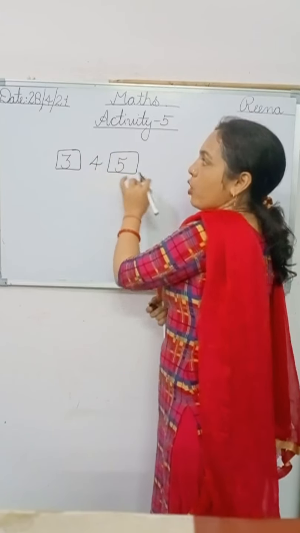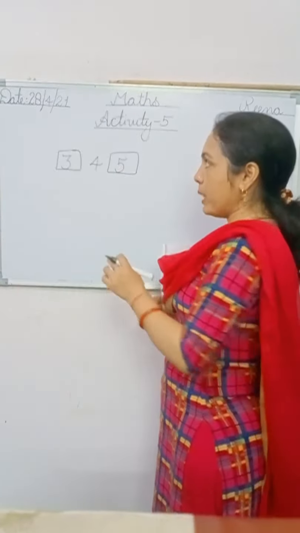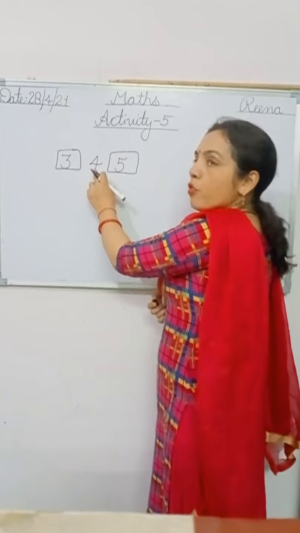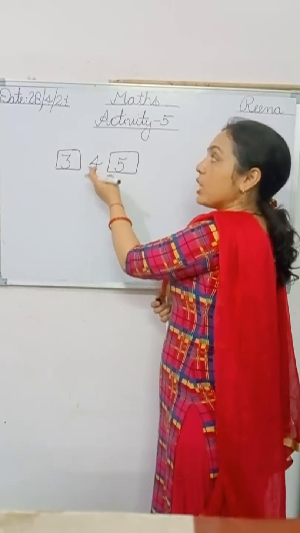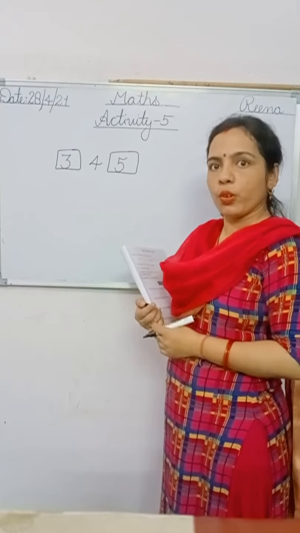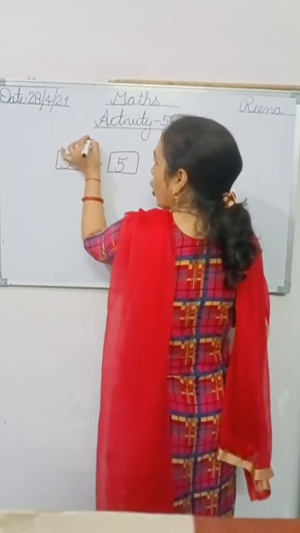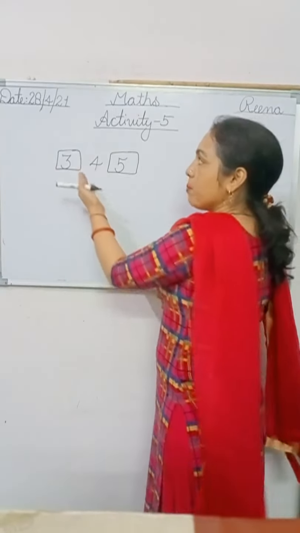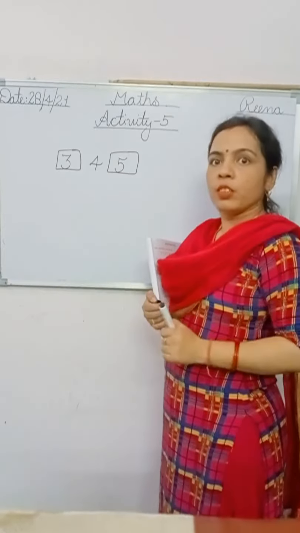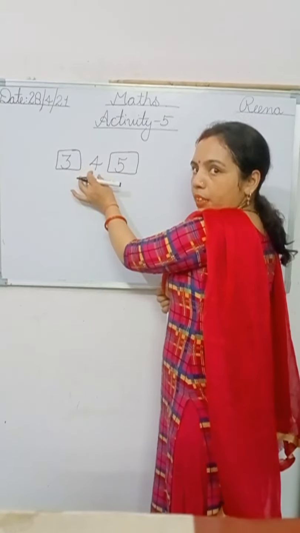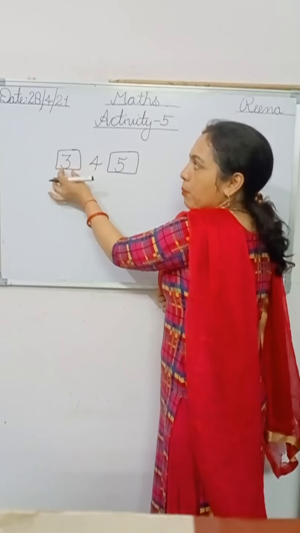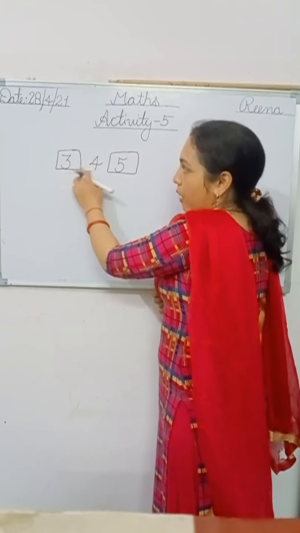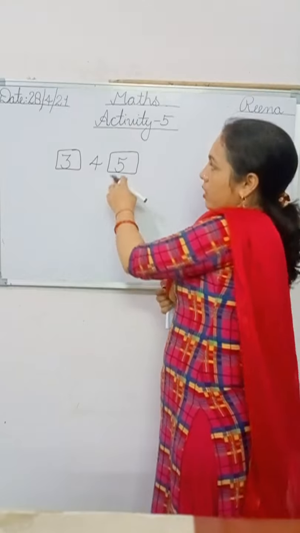That means 4 plus 1 is what? 5. That means 3 is the just before number of 4 and 5 is the just after number of 4. Now 4 is which type of number? 4 is between 3 and 5. 4 is the number between both numbers. Therefore, our between number is 4, and the before number is the one that comes just before 4, which is 3, and which number comes just after, 5.